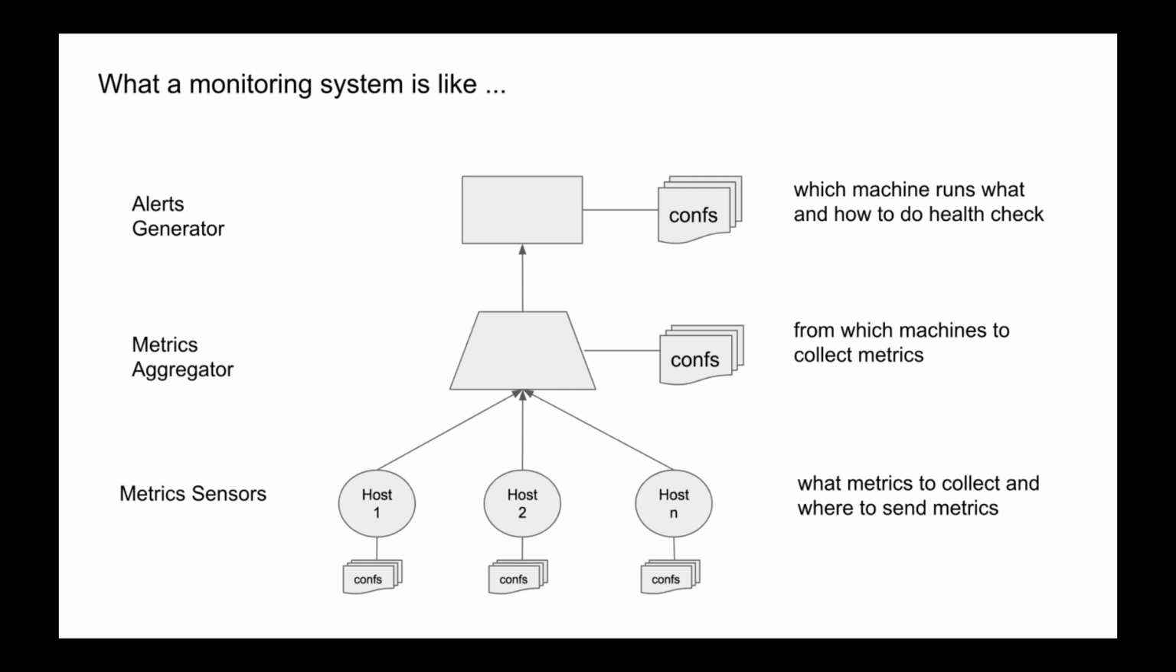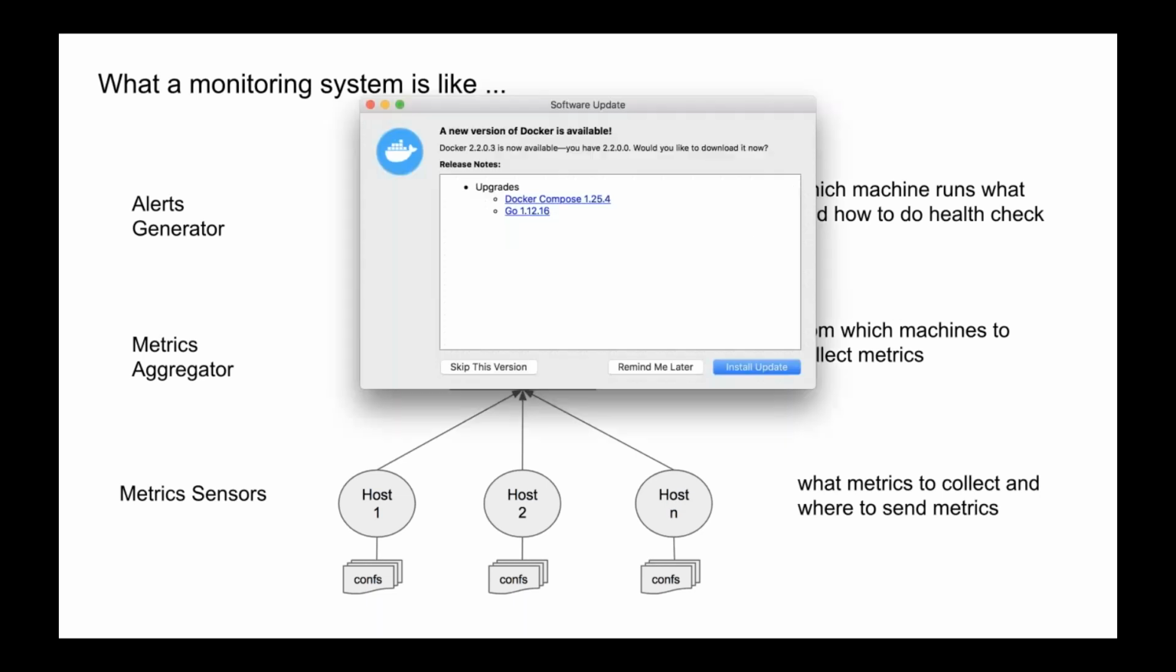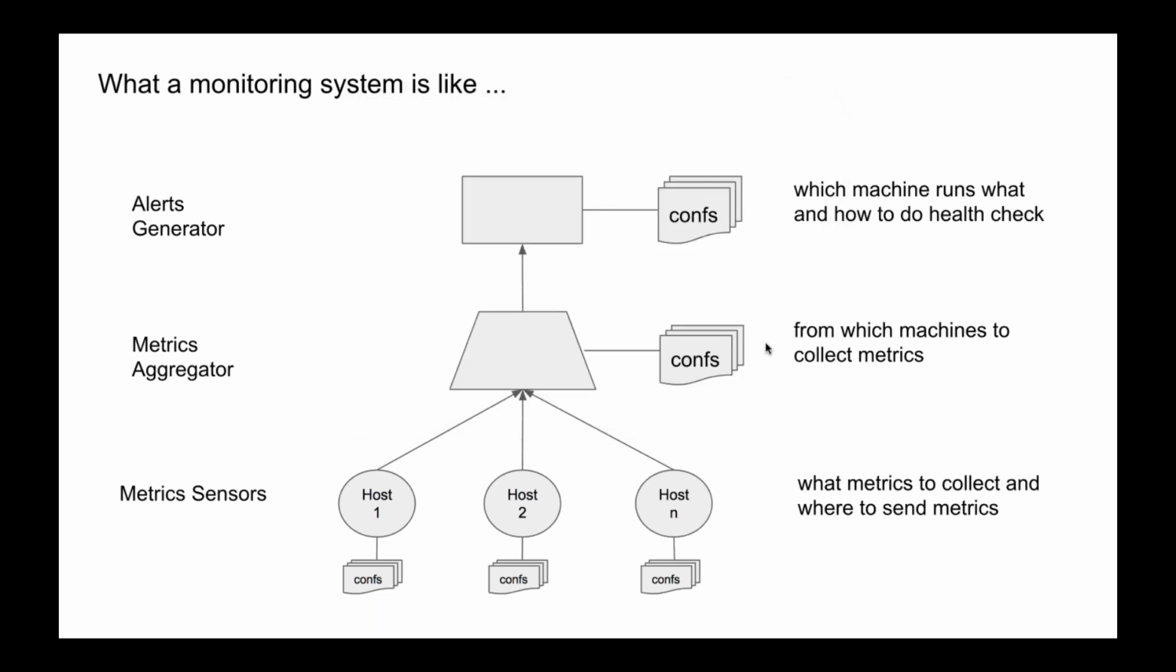So each component here has some configuration. The metric sensors need to know which metrics to collect and where to send the metrics to. The metrics aggregator needs to know from which machines to collect metrics, and the alerts generator needs to know which machine runs what and how to do health checks, things like this.